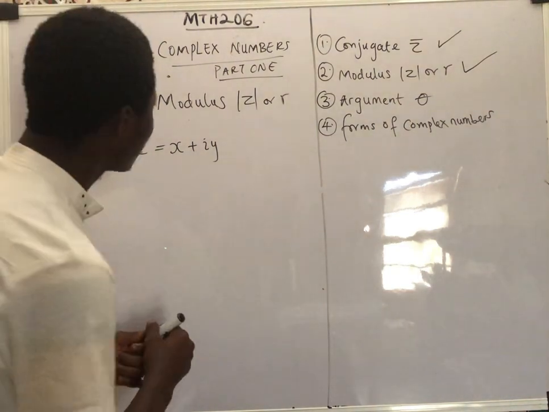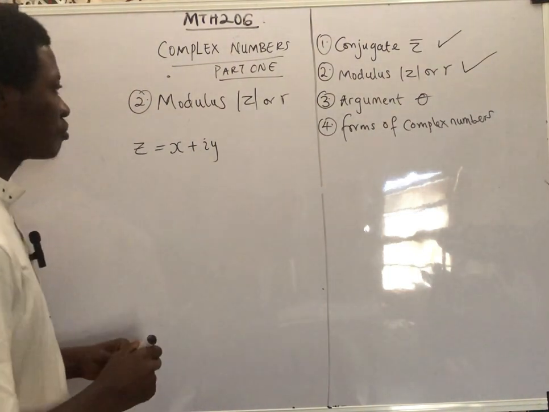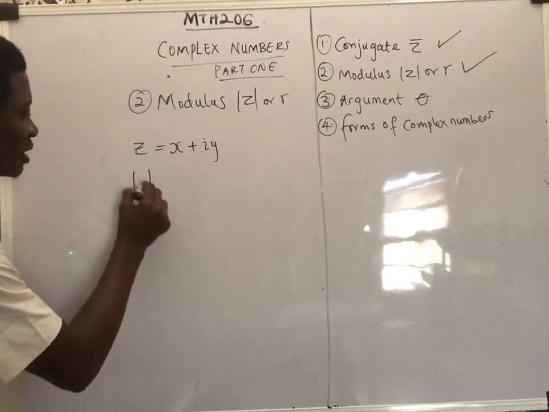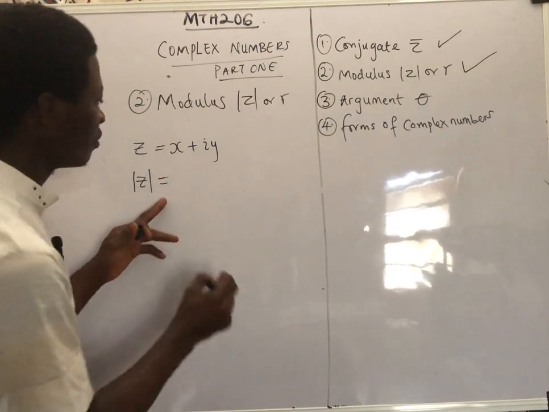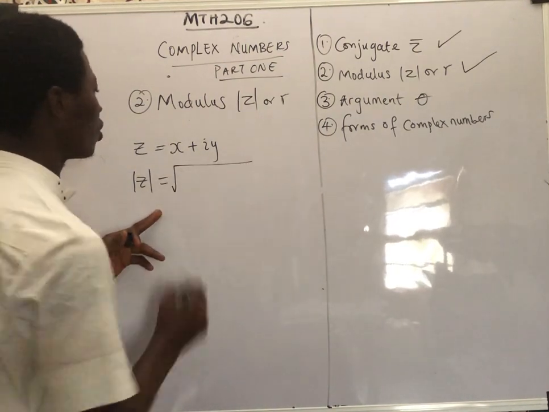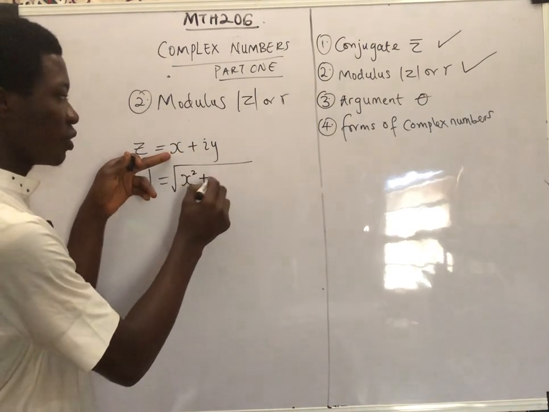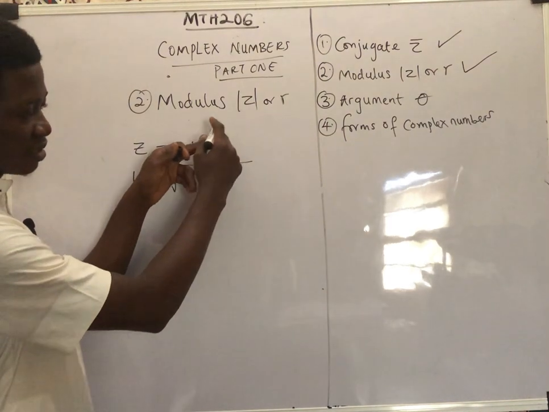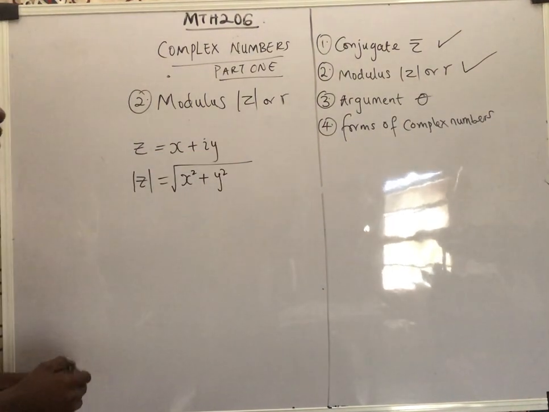So if you're asked to find the modulus, what are you supposed to do? We use the absolute value of z. The formula is the square root of the real part squared plus the coefficient of i, which is the imaginary part, y squared. Whatever you get is your modulus.